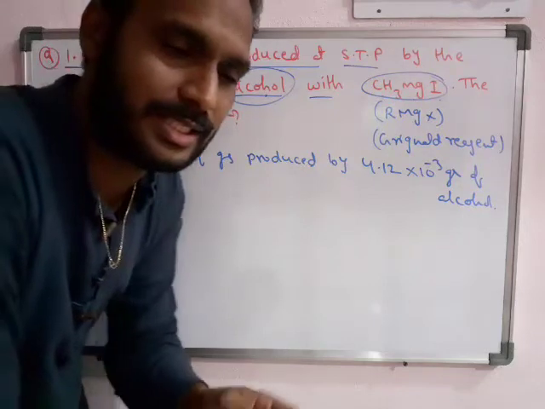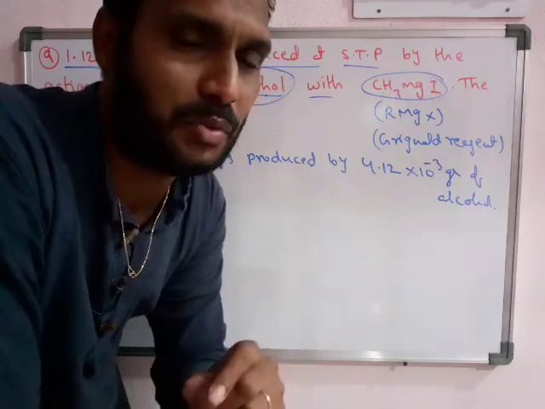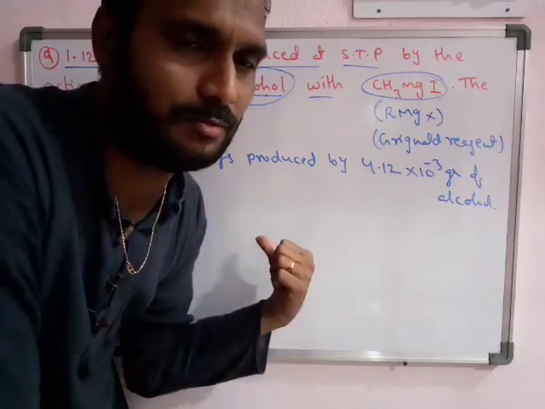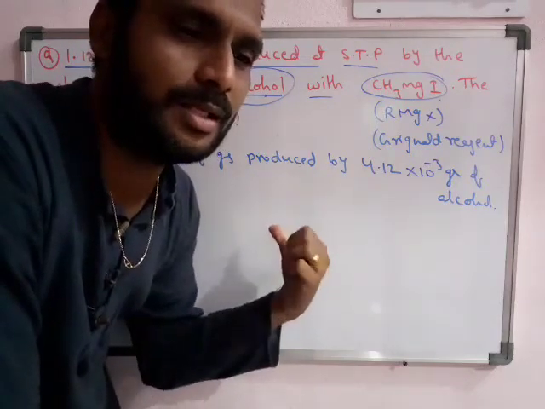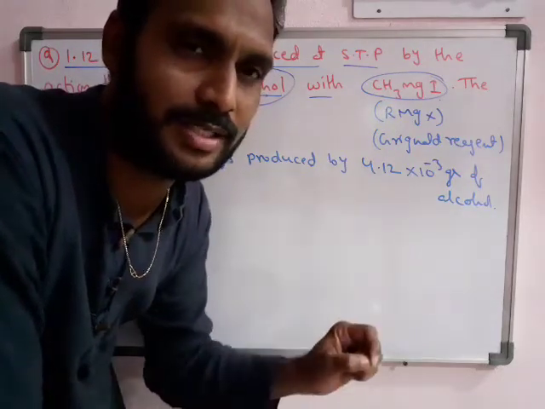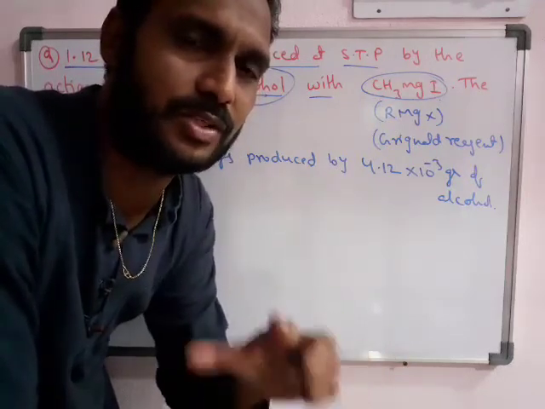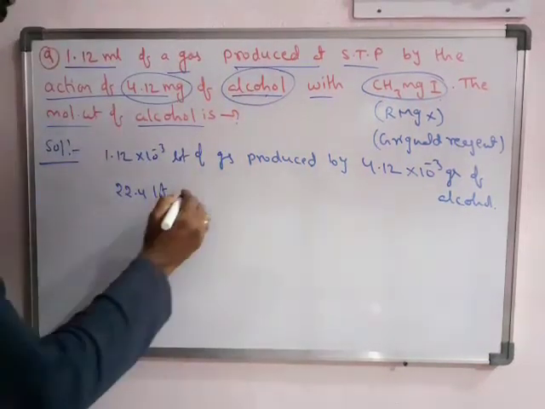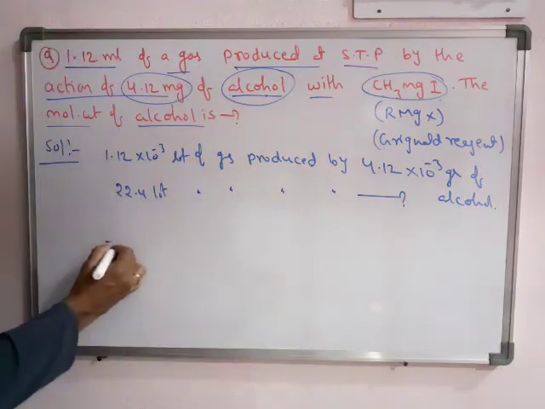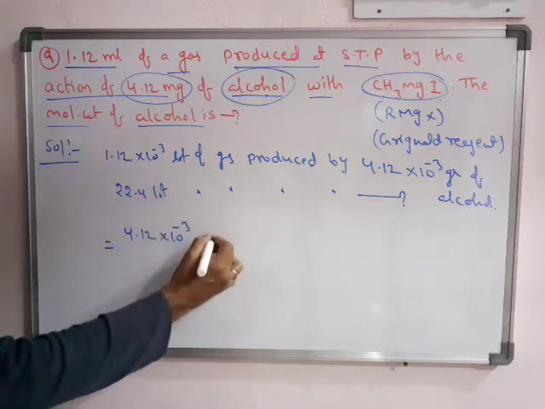Because we are calculating, we are imagining that there is a formation of 1 mole of compound by 1 mole of alcohol. For 1 mole of the gas, 1 mole of alcohol is required. So we are calculating the weight of that 1 mole of compound, which is equal to its molecular weight. So 22.4 liters of gas is produced by how much alcohol? So cross multiplication.